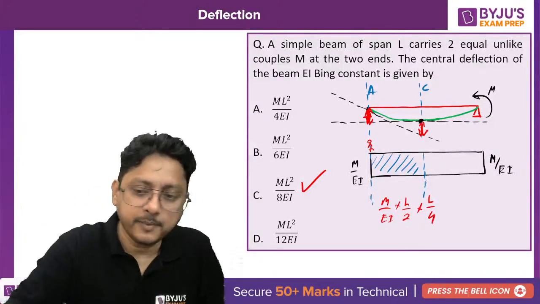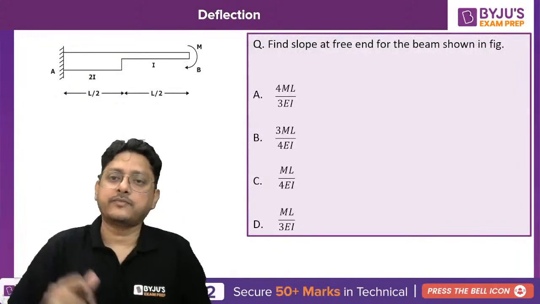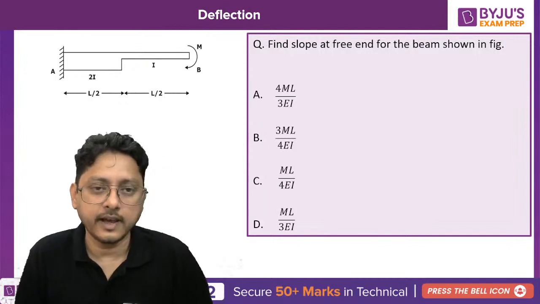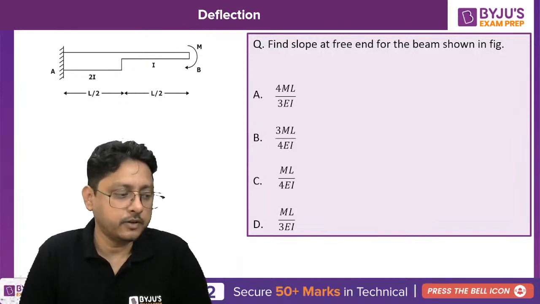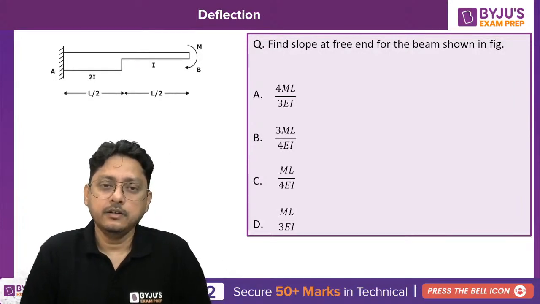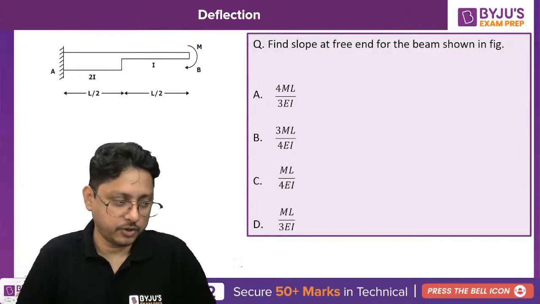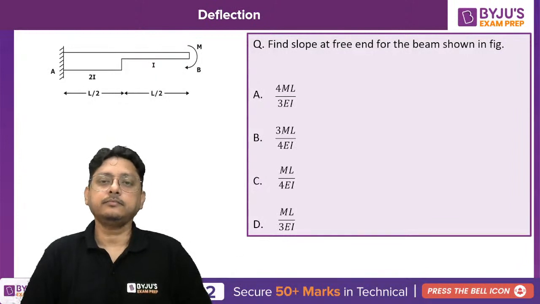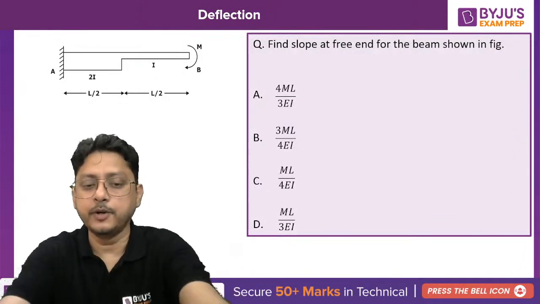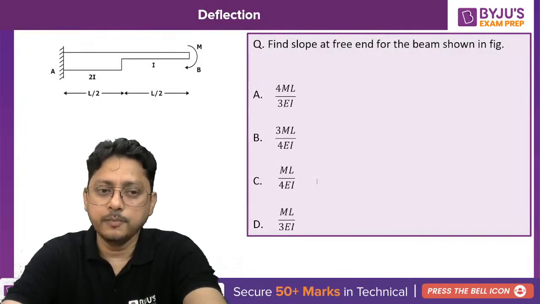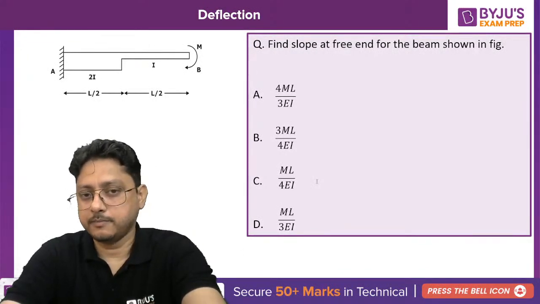Now solve another problem here. Find the slope at the free end for the beam as shown in the figure. For the cantilever, if the cross-sectional area is changing, or if the EI value somewhere is going to change, you can simply apply your moment area theorem. How can you find the slope at the free end for the beam as shown in the figure? First of all, you will draw the M by EI diagram.